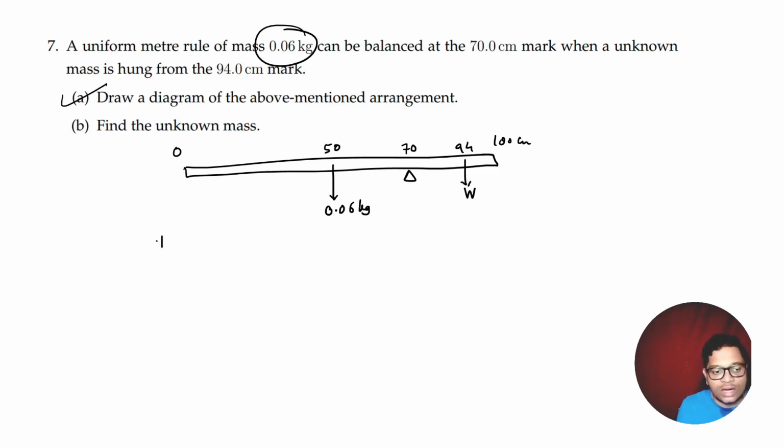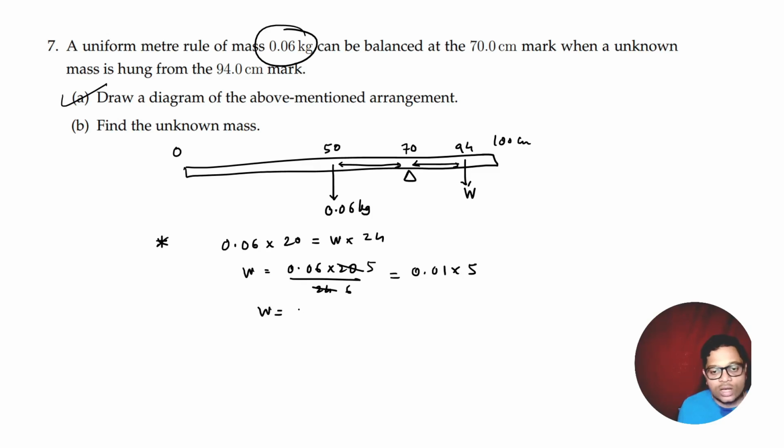Again, we write down that because the scale is balanced, the sum of clockwise moments is equal to the sum of anti-clockwise moments. So we have 0.06 multiplied by this distance, that is 20, equal to W multiplied by this distance, that is 24. Now we have kept this in kilograms, so our answer to W will also be in kilograms. W equals 0.06 into 20 upon 24. So this will be 0.01 into 5. The answer is 0.05 kilogram.